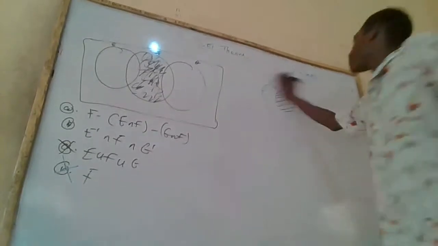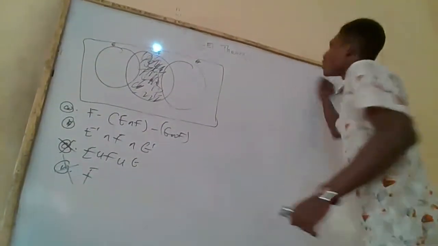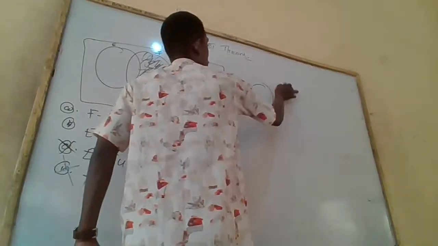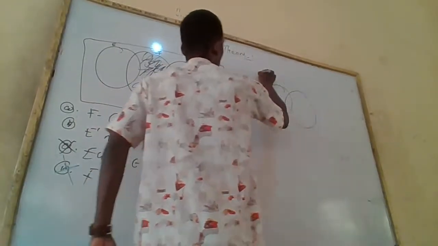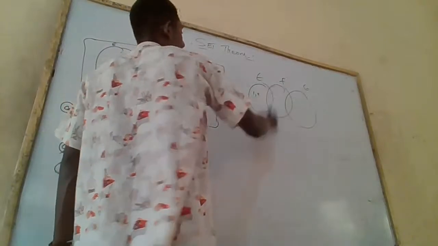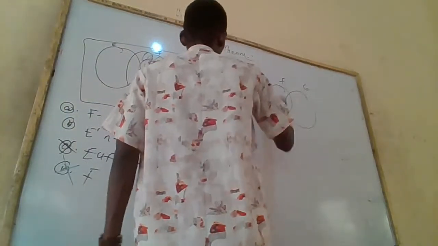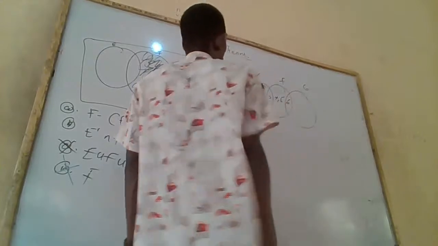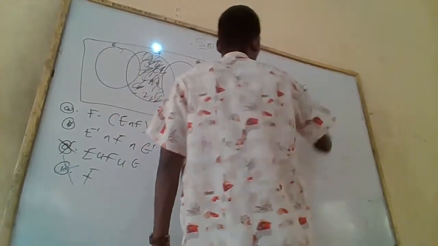Come back. Look at that. This is 1, this is 2, and this is 3. E, F, and G. So let's say this is 1, 2 here. Let me put 3 here. Let me put 4, 5 here. Let me put 6 here. Let me put 7, 8. Now, because it is in a Venn diagram, right?